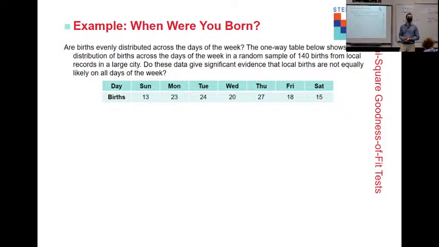So the first thing I want you to do is go into your calculator and put this data, these 7 entries, into list 1. So you're going to go stat edit. That's going to bring you into your list 1. Follow along. So you're going to put your data into list 1. And while you're doing that, think about what the null and alternative hypothesis are going to be here. 23, 24, 20, 27, 18, 15.